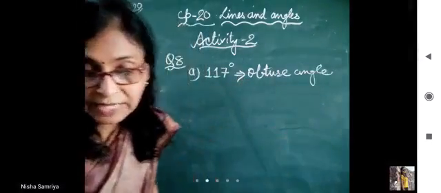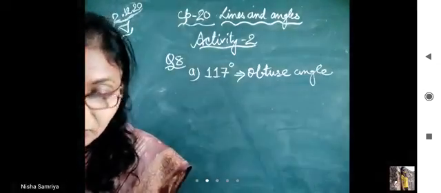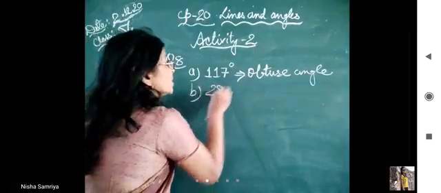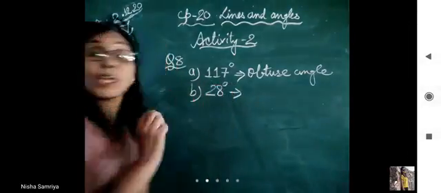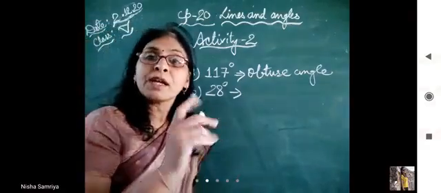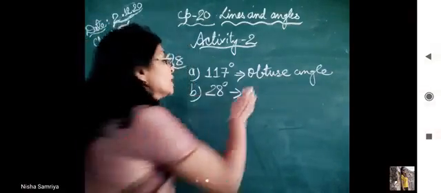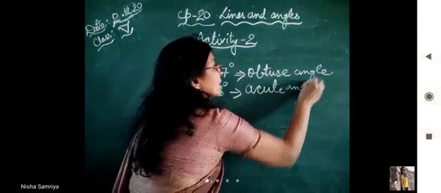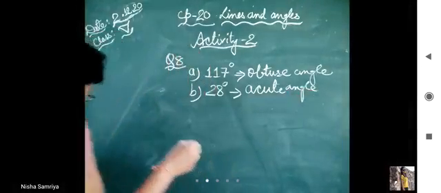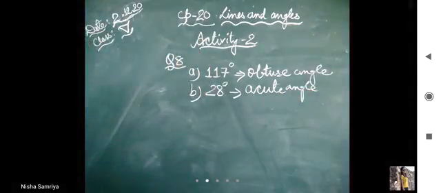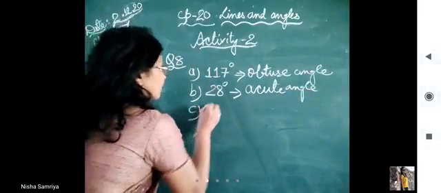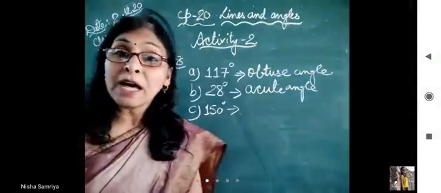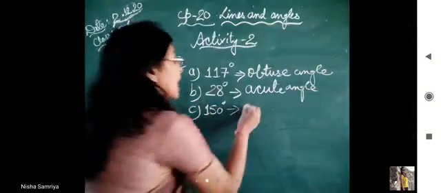Now the next is 28 degree. This is greater than 0 degree but less than 90 degree, so it is an acute angle. Then next is 150 degree, and 150 degree is again an obtuse angle.